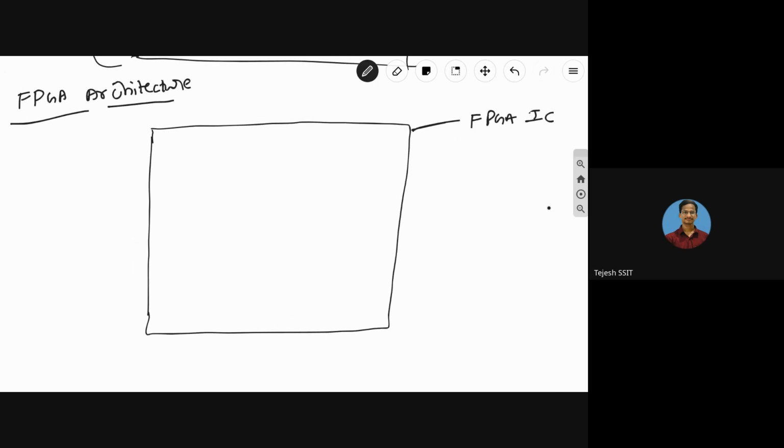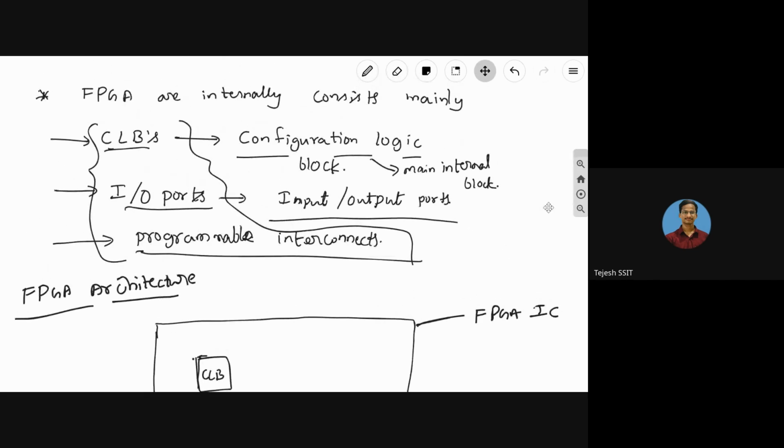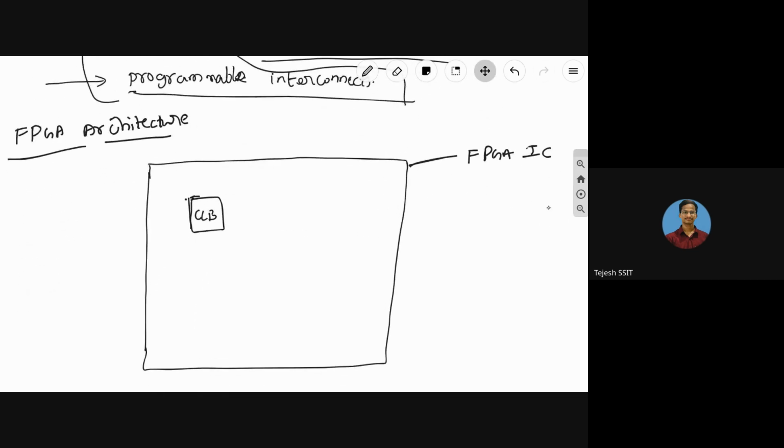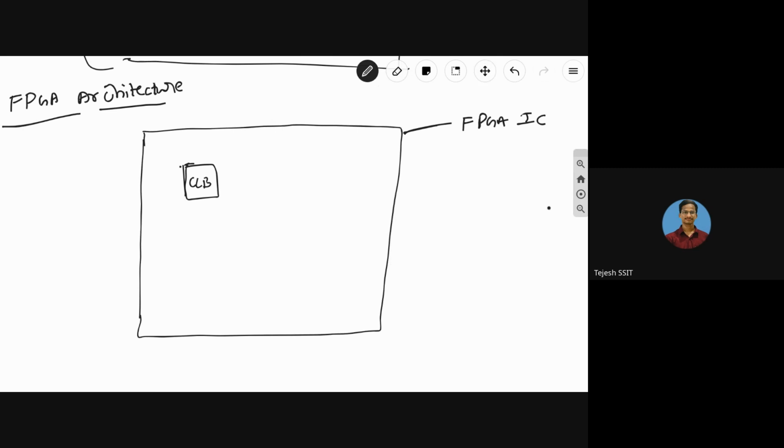So internally, how many main blocks are there? CLBs, input outputs, programmable interconnects. First of all, I will draw the main internal structure. It will take 1 minute. Wait a minute, I will draw this one.